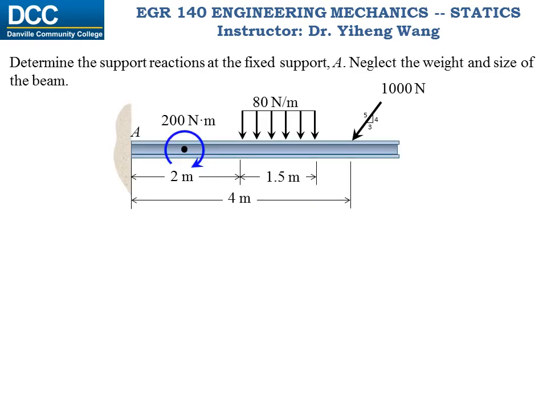Let's look at this very typical rigid body equilibrium problem. The applied loadings acting on this beam are known, and we need to determine the support reactions at the fixed support A. Just like solving particle equilibrium problems, we start by sketching the free body diagram of the body.